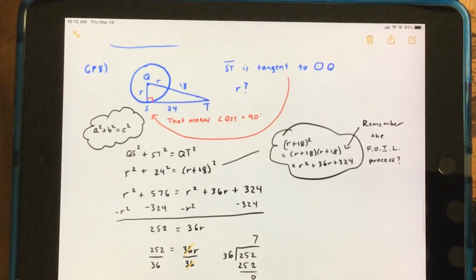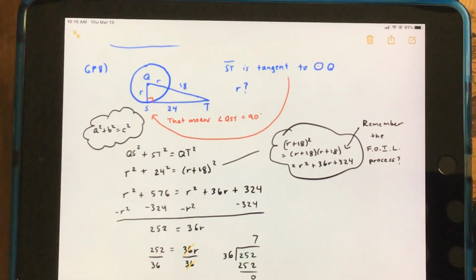All right, guided practice 8. Guided practice 8, we are asking the question, what is the length of the radius? So once again, from the center to the side of the circle, I've noted both of those segments as R because they are the radius of the circle. From the circle itself out to point T, that is 18 units. So altogether from Q to T, that line segment QT, the length will be R plus 18.